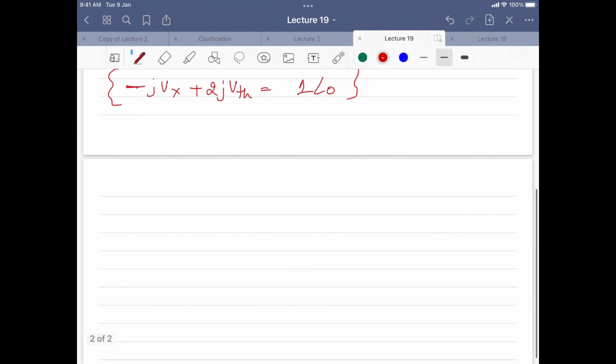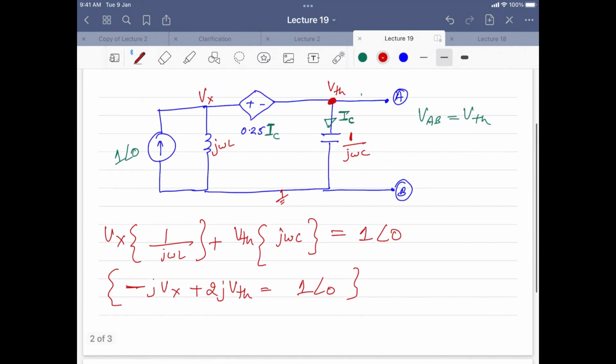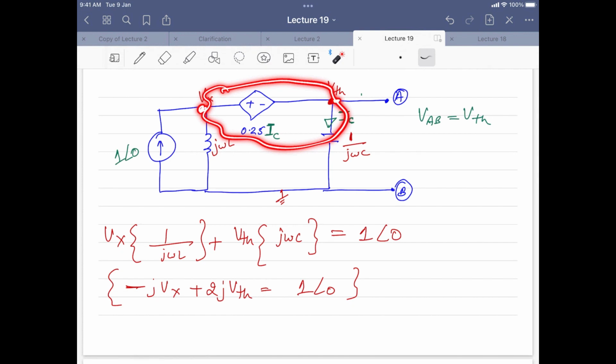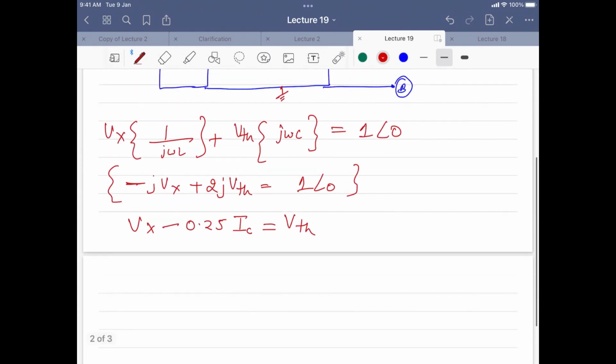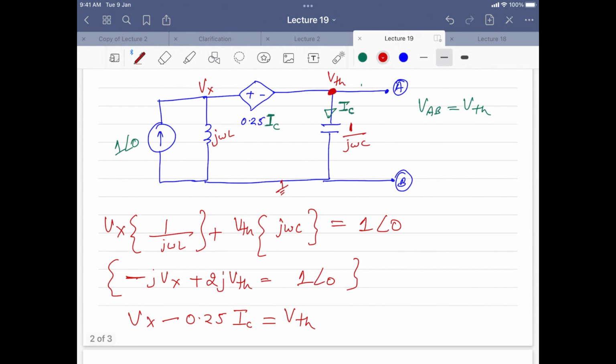So once it is done, then you know that when you do a super loop, you try to connect these points on the other side of the Gaussian surface using the inbuilt voltage supply that is there, which connects the extreme points. So from our earlier analysis, we can write Vx minus 0.25 IC is equal to VTH. Everybody is okay with this? And what is IC?